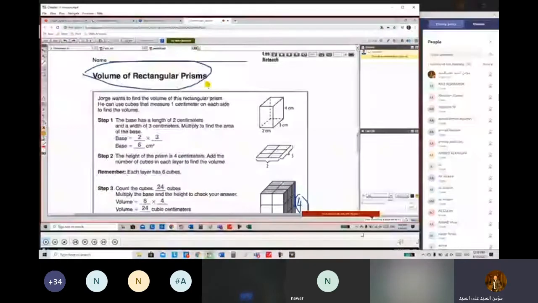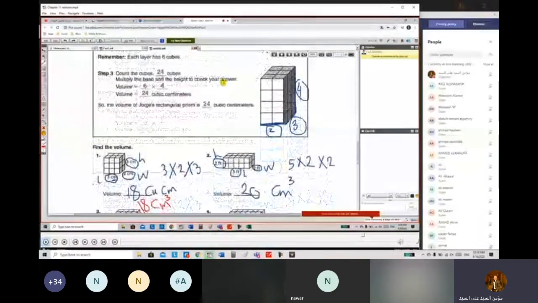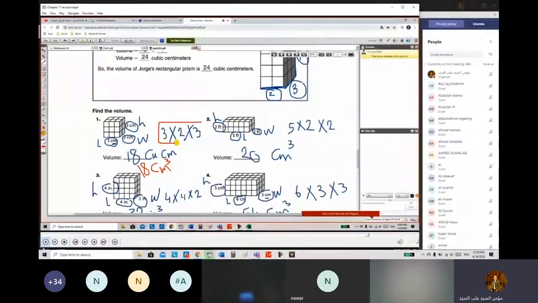Volume of rectangular prism. If you want to get the volume of a rectangular prism, as we studied before in the previous page, you have to multiply the 3 dimensions by each other to get the volume. So we have length at 3 centimeters, width at 2 centimeters, height at 3 centimeters. So multiply them together. 3 multiplied by 2 equals 6, multiplied by 3 equals 18 cubic centimeters. We can write cubic centimeter like that, or we can write centimeter cube like that.